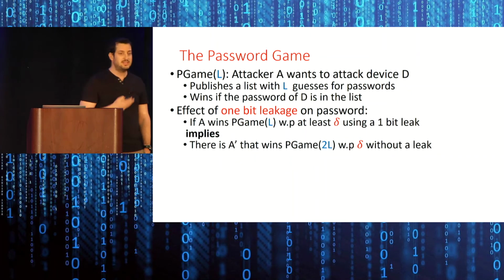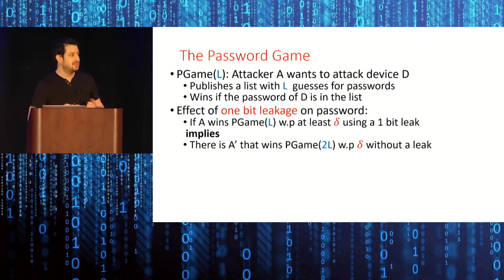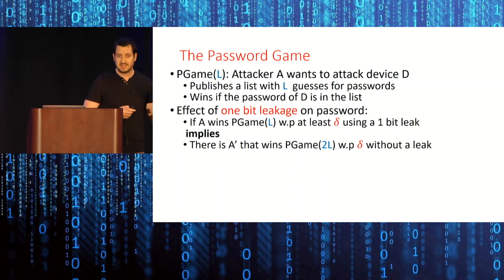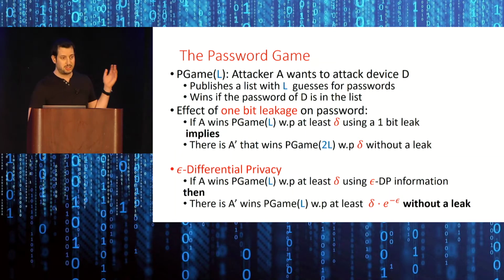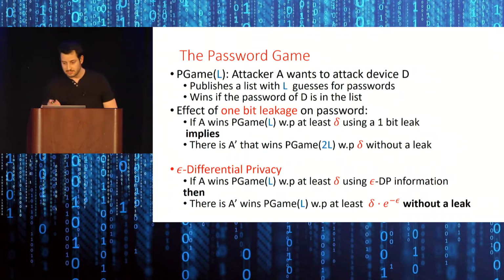So we can easily show that the effect of 1-bit leakage is at most that the attacker needs to do 2 times as much work, or 2 times as many password guesses. So it doesn't help the attacker very much. We also have a similar property for differential privacy: we show that if we protect the leakage with differential privacy, then the attacker can't improve his probability of success by much.